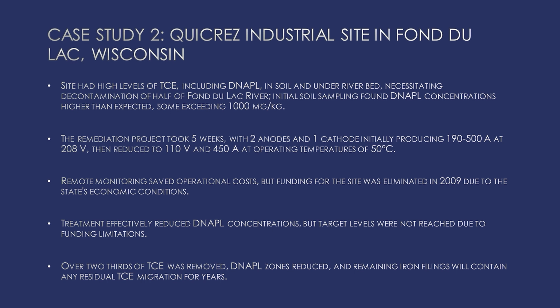Although the target contaminant levels were not reached, more than 2/3 of the TCE was removed. The zones of DNAPL diminished and the remaining iron filings would continue to contain any TCE that might migrate across by diffusion or convection for years to come.